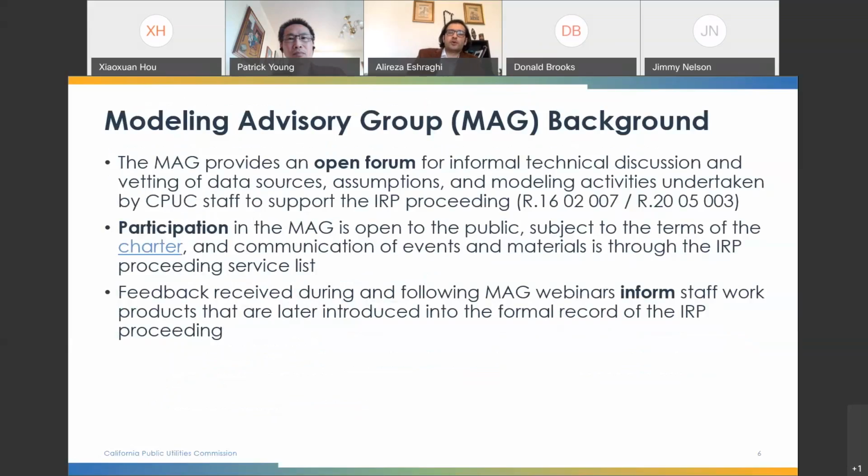Just a quick background for those not familiar with the IRP Modeling Advisory Group. To support the IRP proceeding, the MAG provides an open forum for informal discussion of data resources, assumptions, and modeling activities undertaken by CPUC staff. Participation is open to the public, subject to the terms of the charter. As you can see, the link to the charter has been provided in this slide. Stakeholders' feedback during and following the MAG informs staff work products, which are later introduced into the formal record of the IRP proceeding. Next slide.